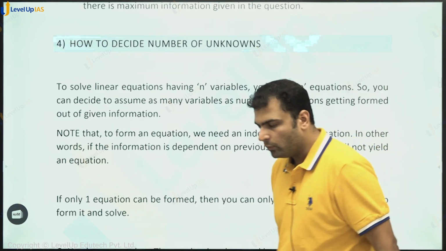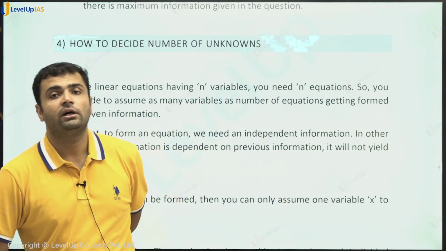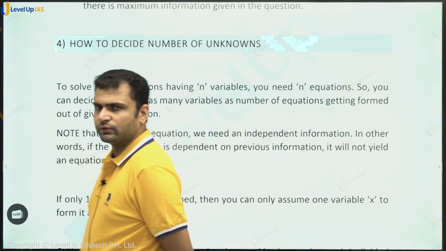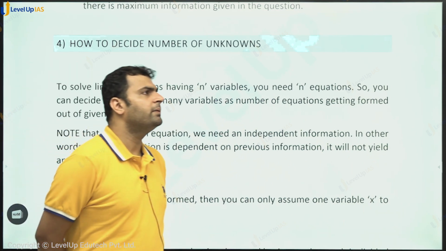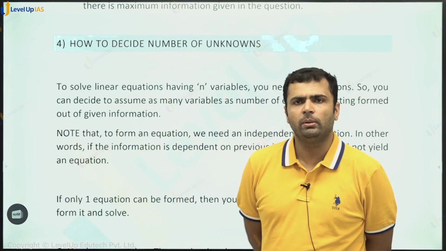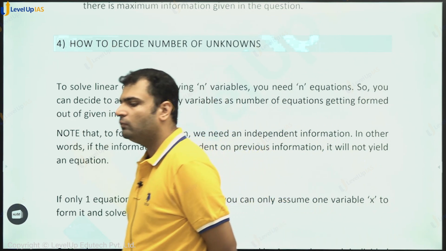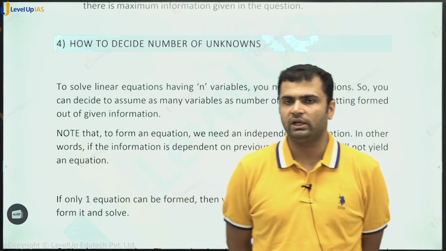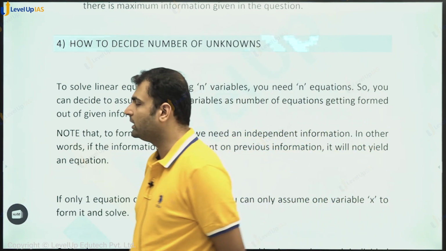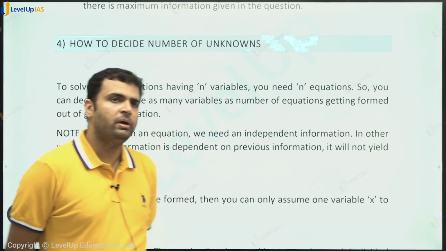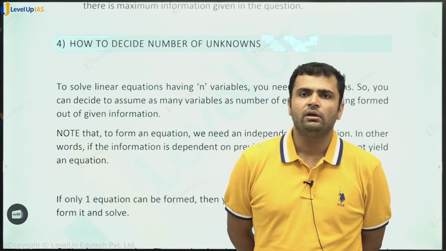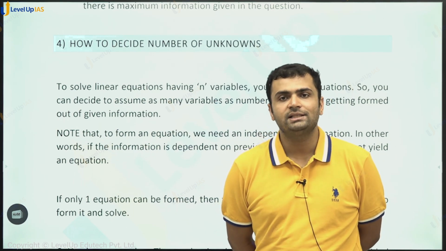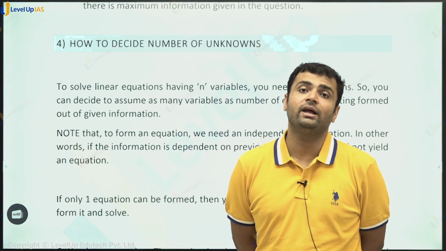Next is how many unknowns can be assumed, the number of unknowns to be chosen. I have said this already to you guys, that if we have n variables, then we need n independent equations to solve for the n variables. I have said that multiple times. So basically if you have n variables, we need n equations, so we can assume only as many variables as the number of equations that might get formed.